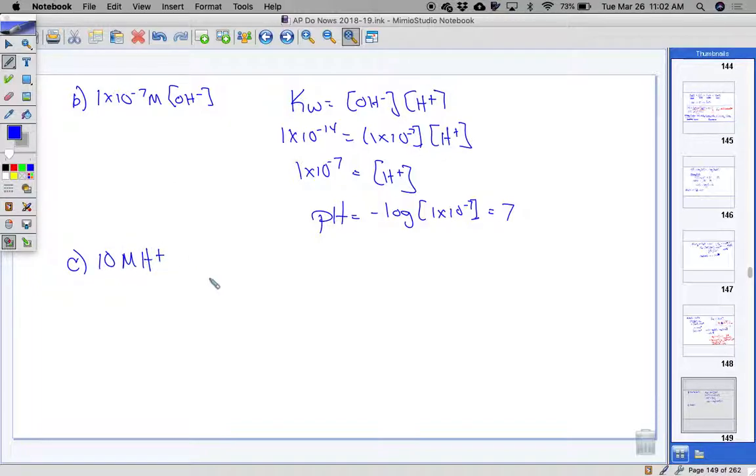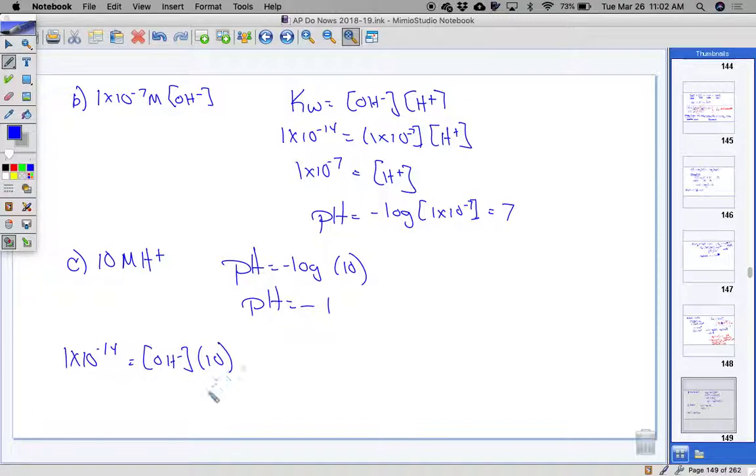10 molar H plus. So the pH is easy because it's the negative log of the 10. What do you get? Negative 1. What's the OH minus concentration? 1 times 10 to the negative 15th, because we still have to find it this way. And when we divide by 10, then the OH minus is 1 times 10 to the negative 15th.